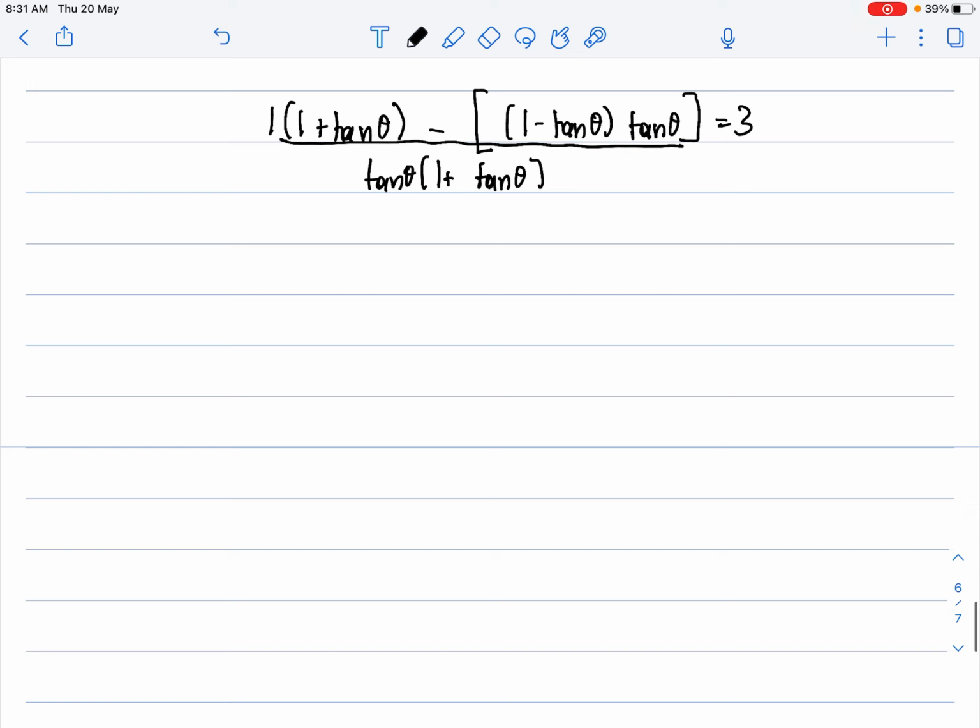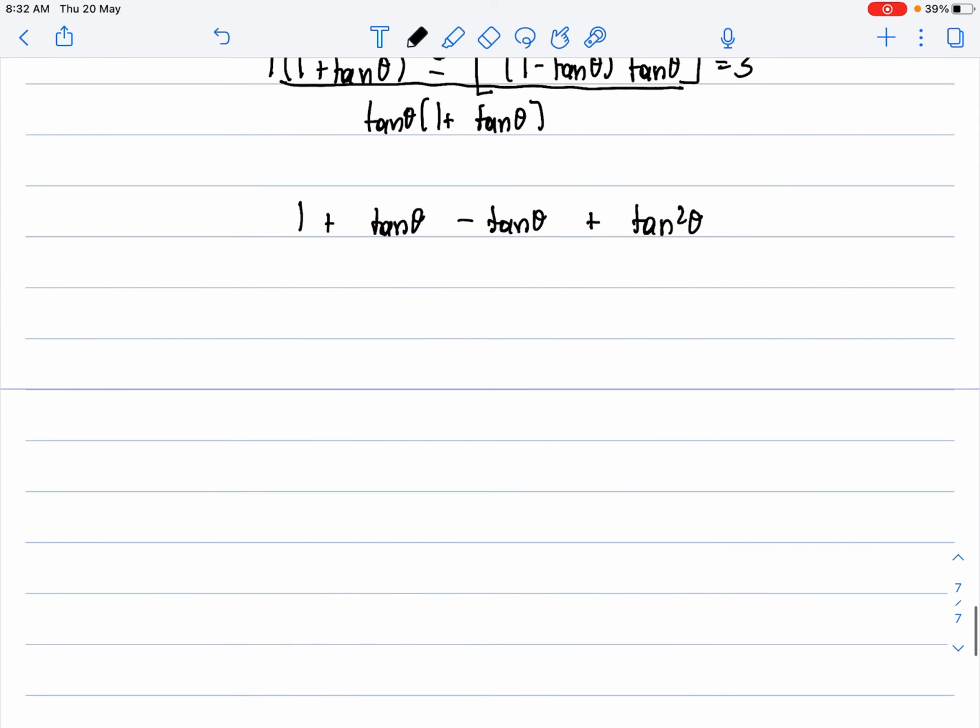So now I can write this as 1 plus tan theta. Now I basically take minus tan theta inside the bracket to get minus tan theta, because when minus tan theta is multiplied by 1, I get minus tan theta plus, now obviously minus tan theta into minus tan theta will give me plus tan square theta, correct? This is what I get. Now in the denominator, I can take the tan theta inside the bracket to get tan theta plus tan square theta is equal to 3.